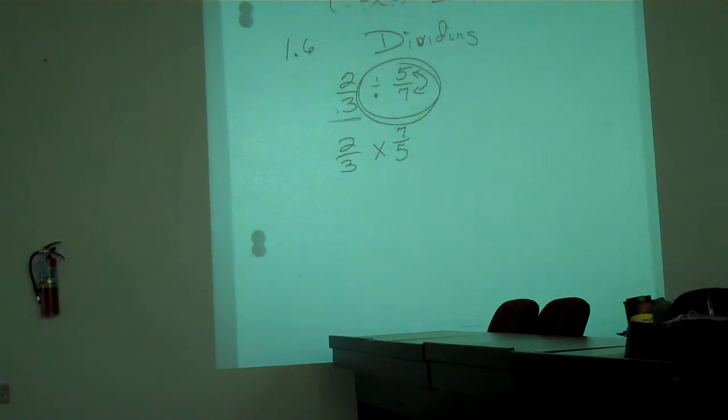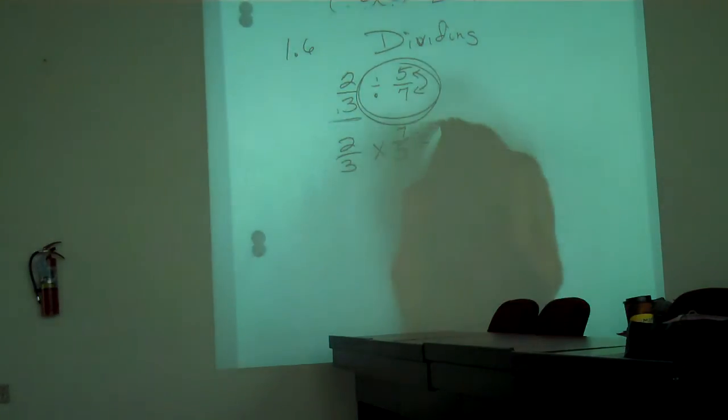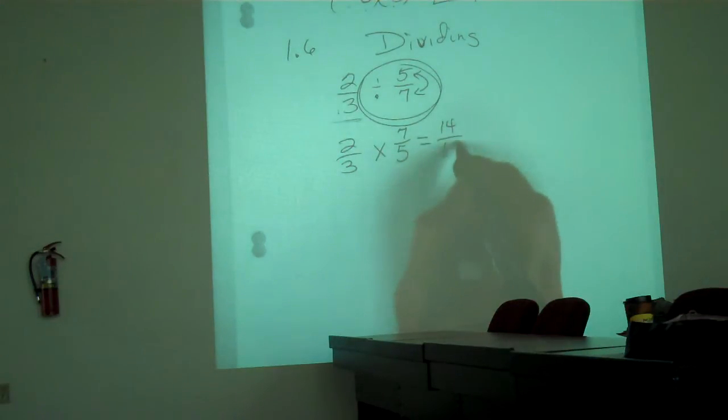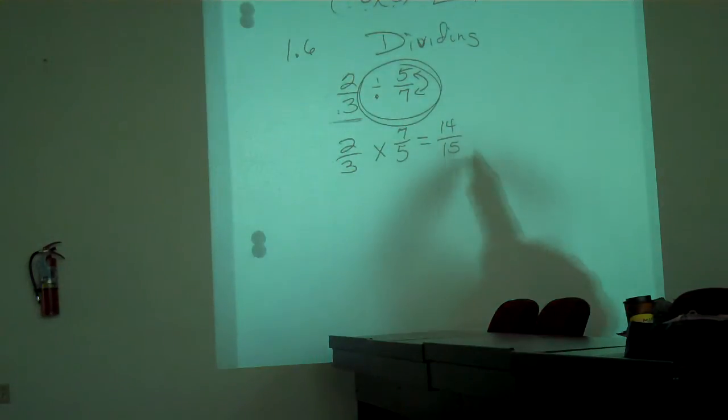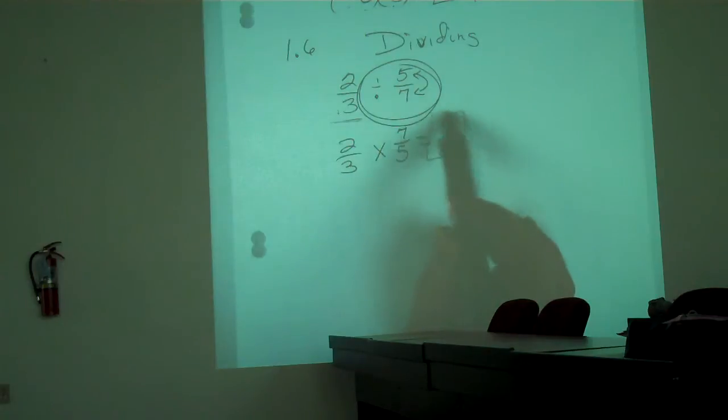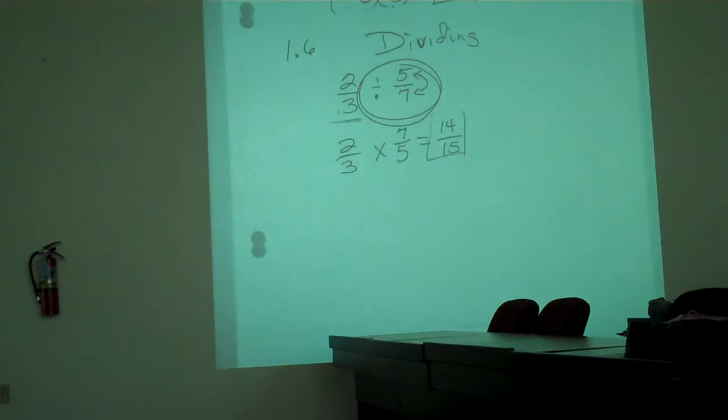Flipping it over. Okay, so we put the 7 on top, 5 on bottom. Is there anything we can cancel? No? So just do regular multiplication. 2 times 7, and then 3 times 5. And that's as far as you go as long as the top's not bigger. Okay? So that's how you divide fractions.